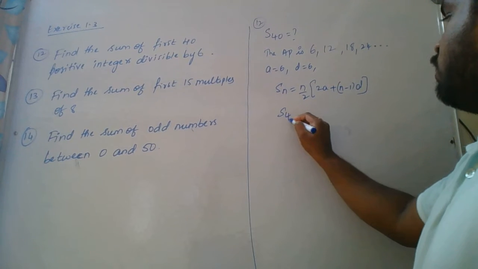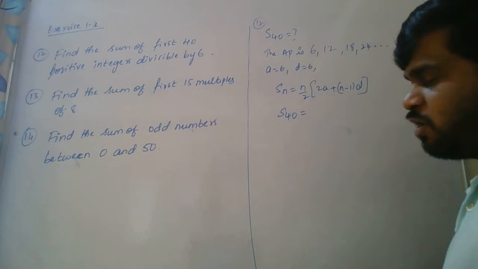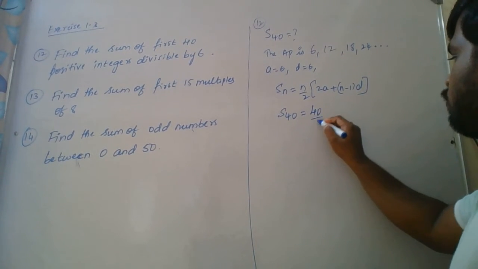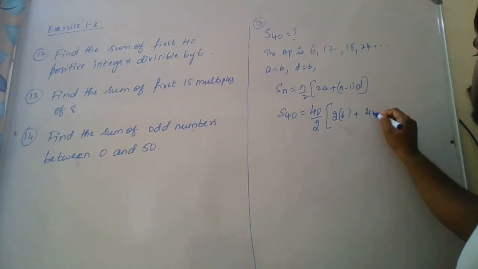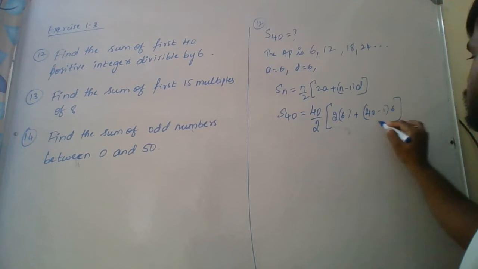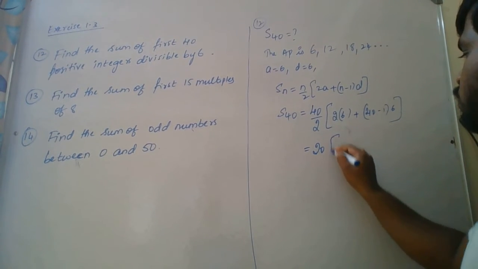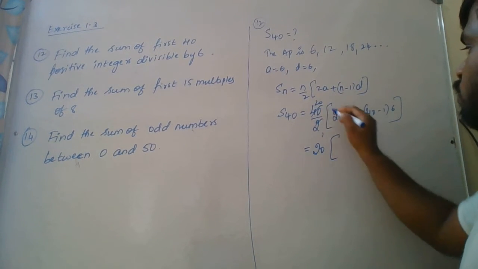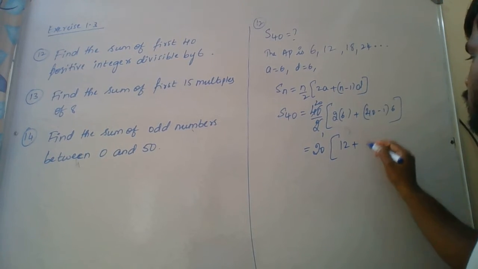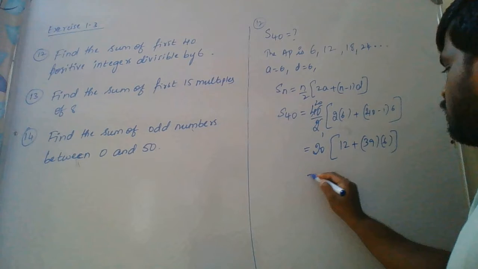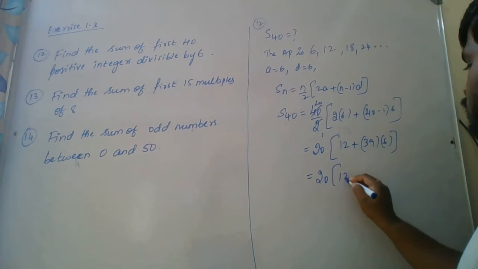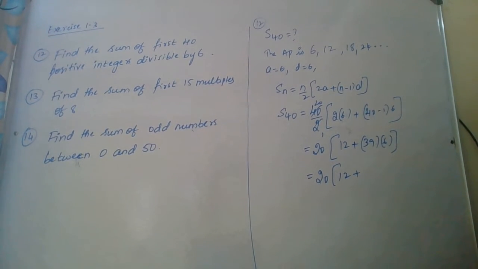Isn't it? N value is 40 because we need sum of first 40. That is n is 40. 40 by 2, 2 into 6. N is 40, so 40 minus 1, D is also 6. So 40 by 2 gives you 20. So 2 6 are 12. 40 minus 1 is 39 into 6. So 20 into 12 plus 39 into 6.